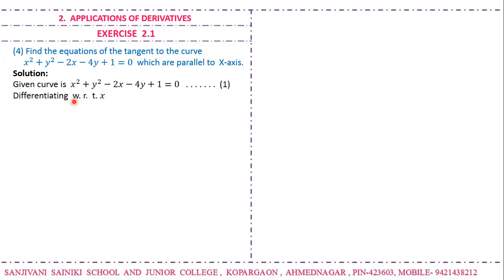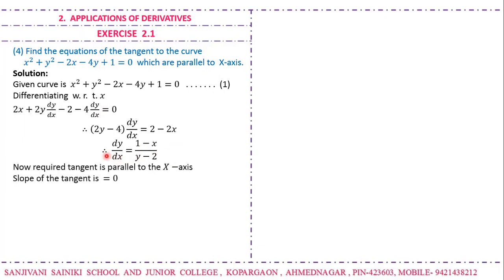Now, what is the given curve? x square plus y square minus 2x minus 4y plus 1 is equal to 0. This is equation number 1. So, differentiate this equation with respect to x: 2x plus 2y dy by dx minus 2 minus 4 dy by dx is equal to 0. Taking dy by dx common from these two terms, you get dy by dx is equal to (1 minus x) upon (y minus 2).